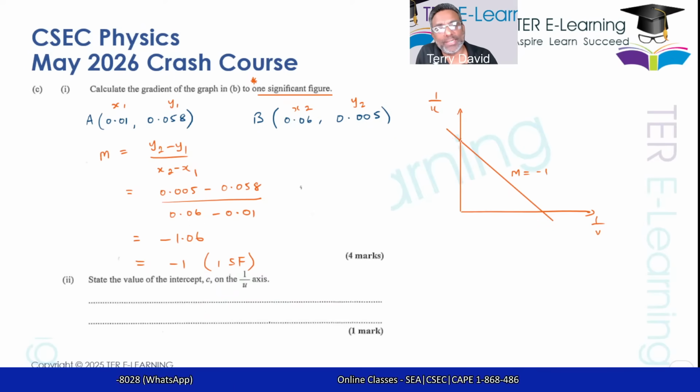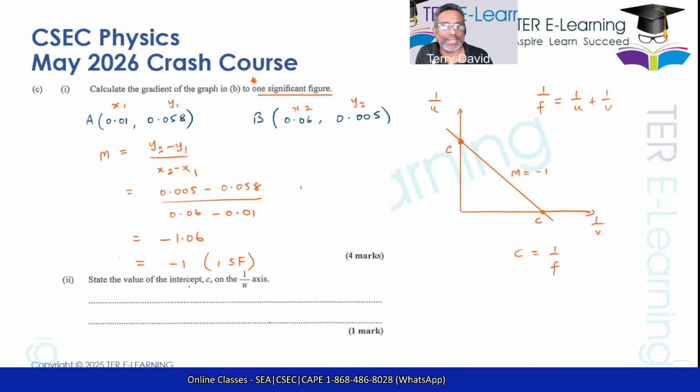Also, the point of intersection on the y-axis and the point of intersection on the x-axis are supposed to be the same. So this intercept here, C, and this intercept here, C, they are the same. If I want to work out the focal length, your intercept should be equal to 1 over f. This is the theory behind this question. It is making use of the lens formula. That's why the gradient is going to be -1.